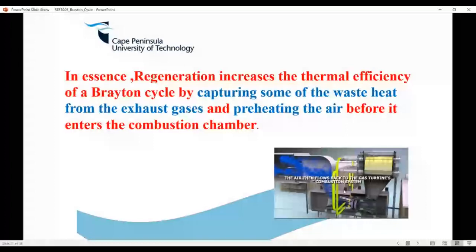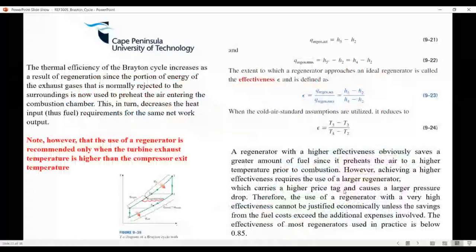Normally I play the video. What we're going to have now is some new equations. The thermal efficiency of a Brayton cycle increases as a result of regeneration, since the portion of energy of the exhaust gases that is normally rejected to the surroundings is now used to preheat the air entering the combustion chamber. This in turn decreases the heat input of fuel, so we don't need as much fuel now, and it decreases the heat input requirements for the same amount of net work output.